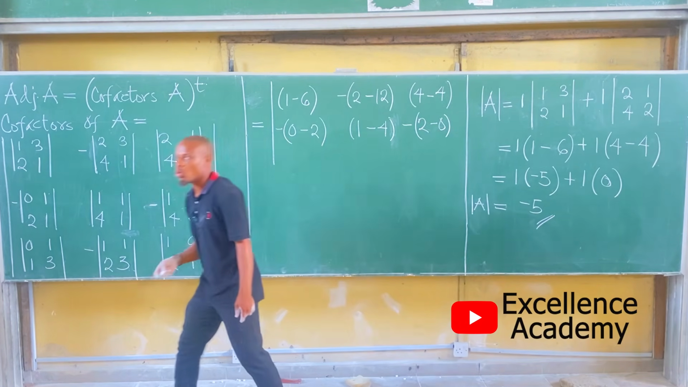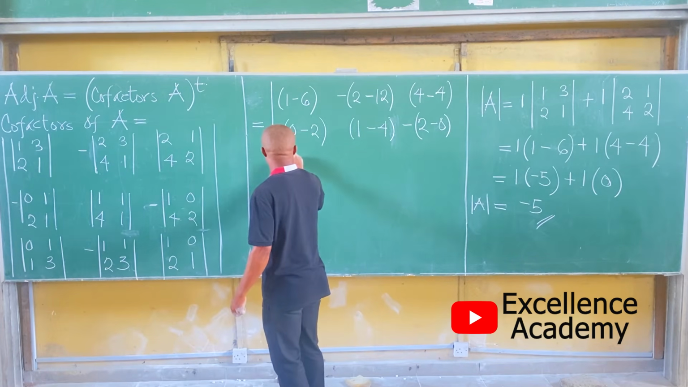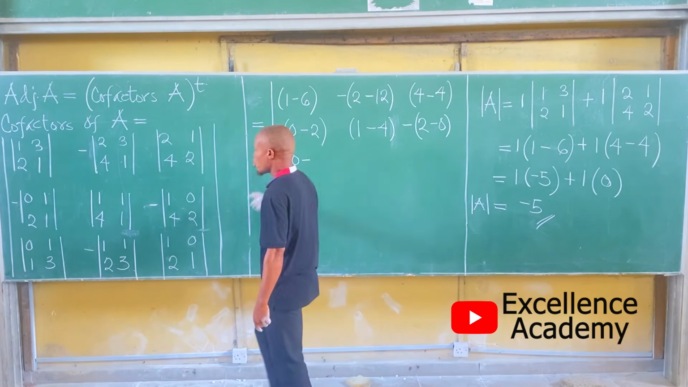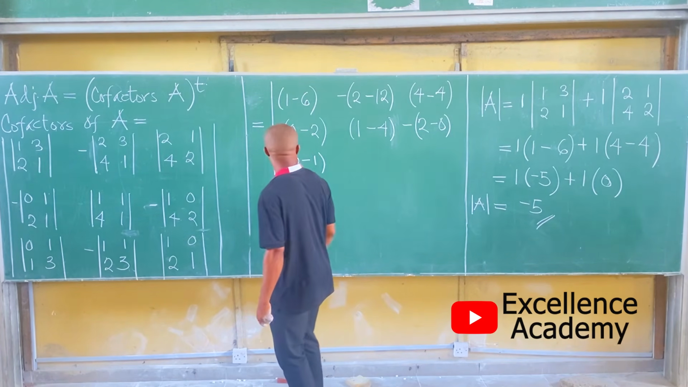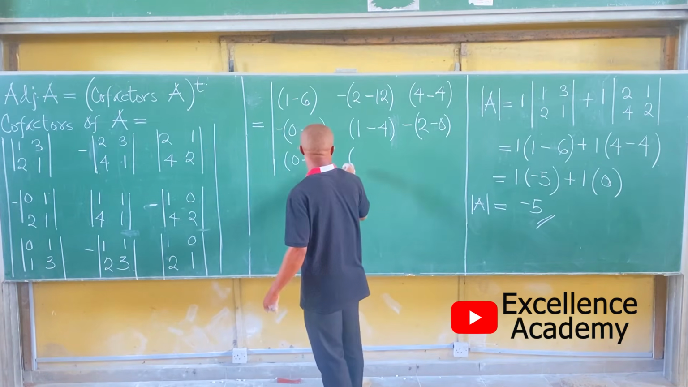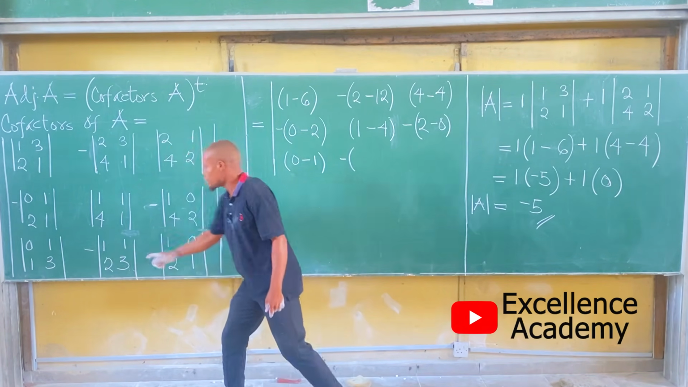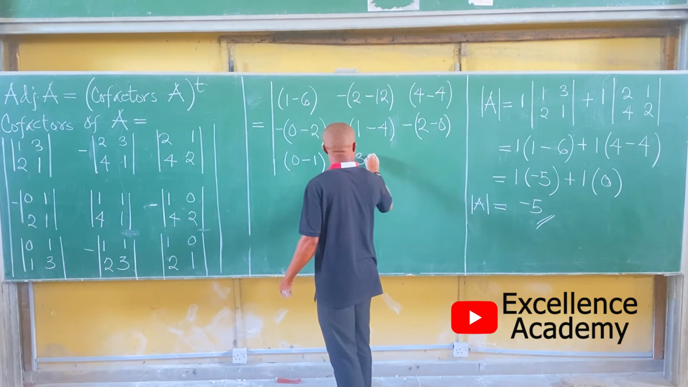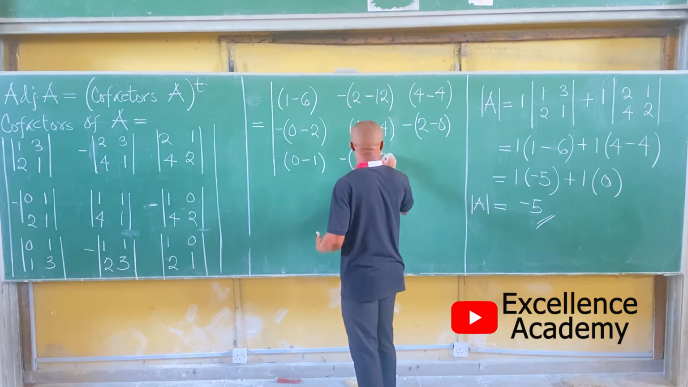Finally, the last row, I'm having what? 0 times 3, 0. Minus 1 times 1, 1. Minus, always remember that. Minus, your sign convention. Don't forget that. 1 times 3 gives me what? 3. Minus 2 times 1 gives us what? 2.